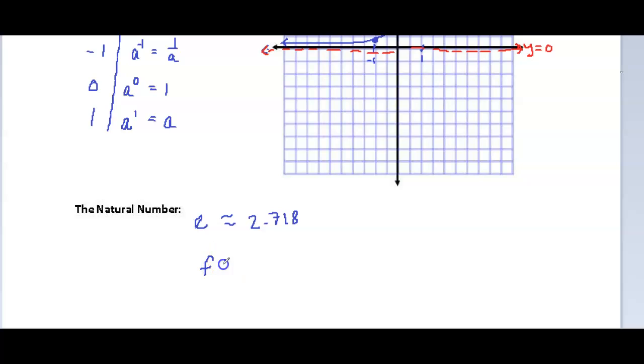If you needed to work with the function e to the x, it might be a little easier to substitute e for maybe 2.7. This will give you an idea of where things are on the graph. But remember, this is an approximation. It's not exactly e. That is all.